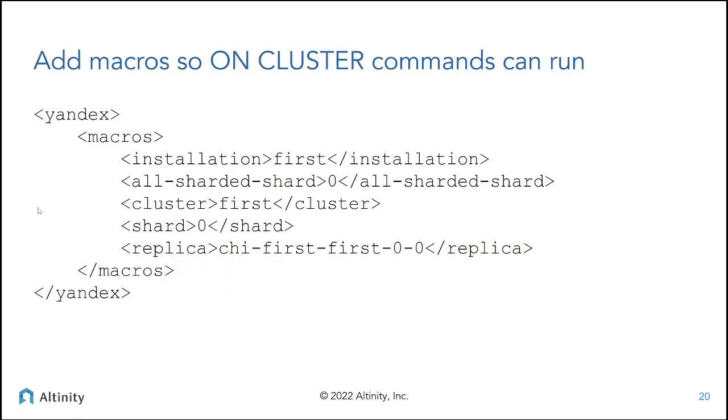Another thing you need to do is add macros if you're going to use on cluster commands. If you remember, a few slides back, I issued this on cluster command, and I was able to put in these macros, these little things in squiggle brackets. The values come from a file that's by convention named macros.xml, and we typically put that, again, in /etc/clickhouse-server/config.d.